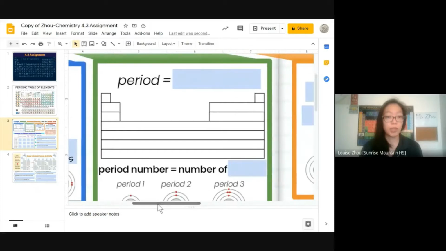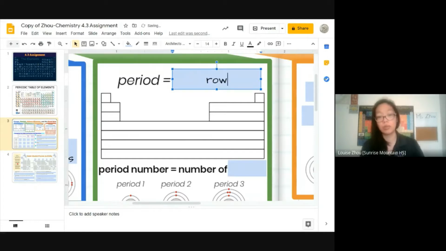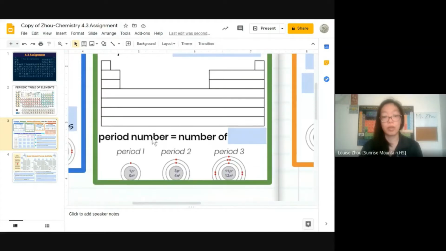Next part, period. As you can see, you have 7 periods. These are your rows on the periodic table, so you can type in rows. A period is a row on the periodic table. The period number, again, this is found in the notes, but here's an example. In period 1, you have this element. Period 2, here's an example element. And period 3, you have an example element.